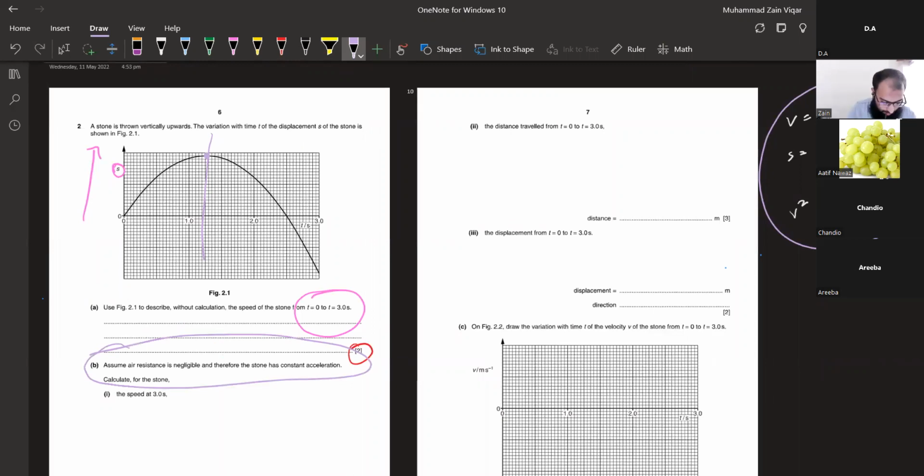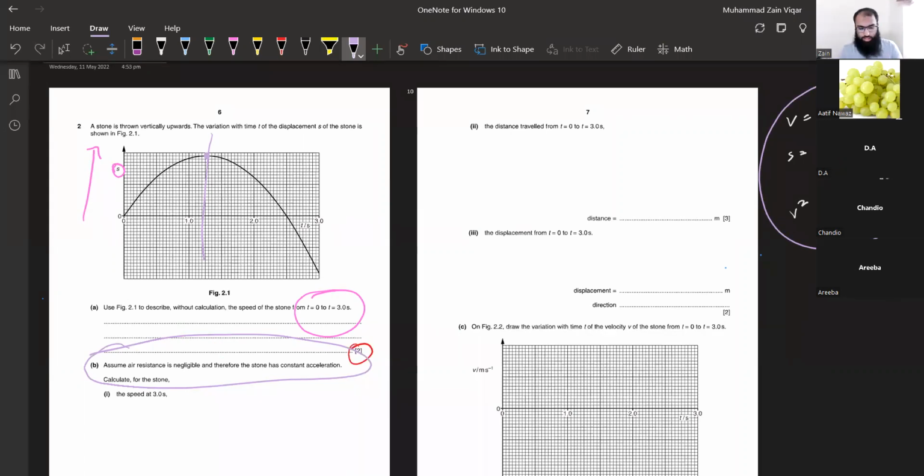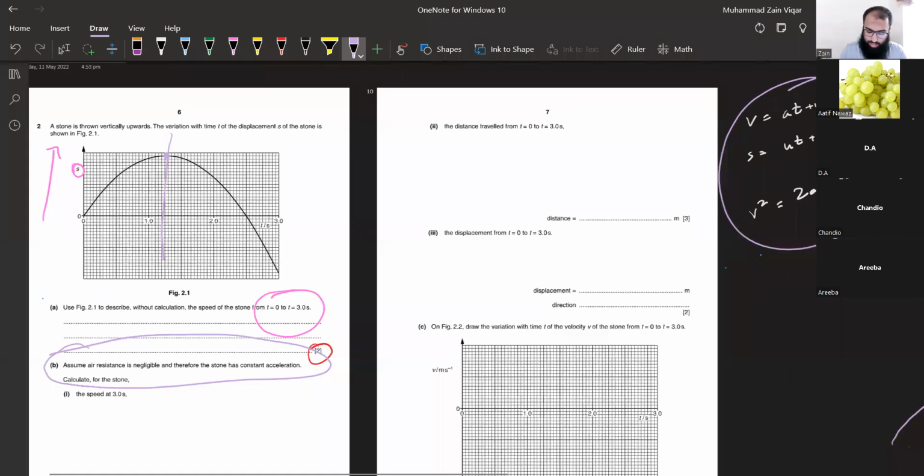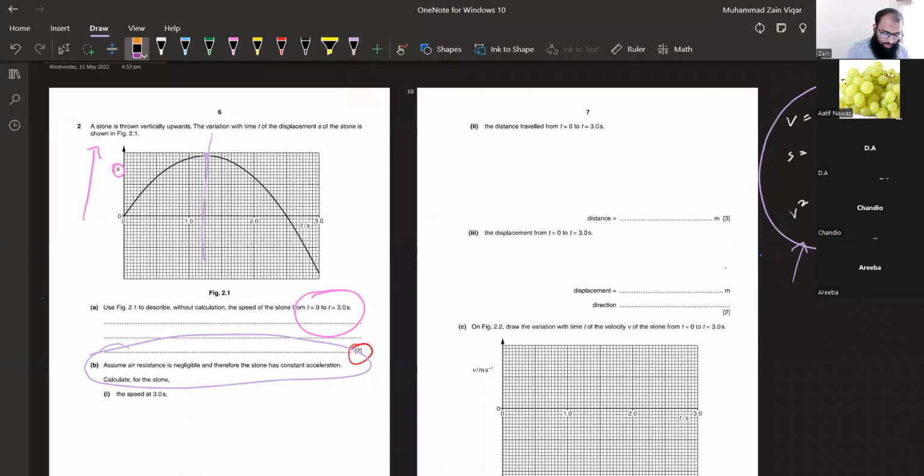Yeah, I'll get back to it. To your question, Maya. So they always write this statement. If you have a question, then feel free to ask. So they always cite this statement. The reason they do so is to tell us that you can use these equations, because these equations can only be used when a distance is negligible and there is constant acceleration.